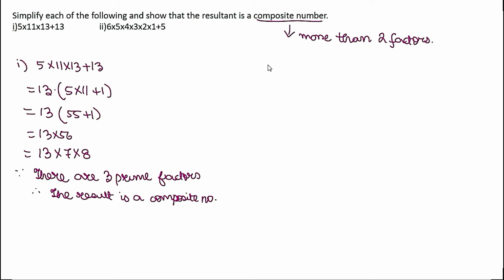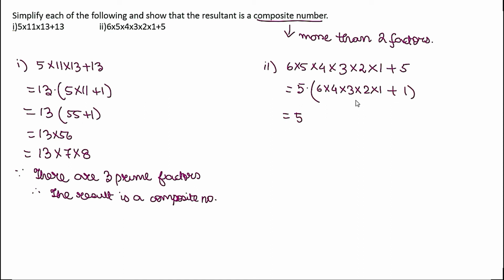Okay, so let's check the second sum. The second sum is 6 into 5 into 4 into 3 into 2 into 1 plus 5. So let's check in both these two terms, one thing that is common, that is 5. So let's take 5 as common and we can write it as 5 into 6 into 4 into 3 into 2 into 1 plus 1. So here 6 into 4 is 24.